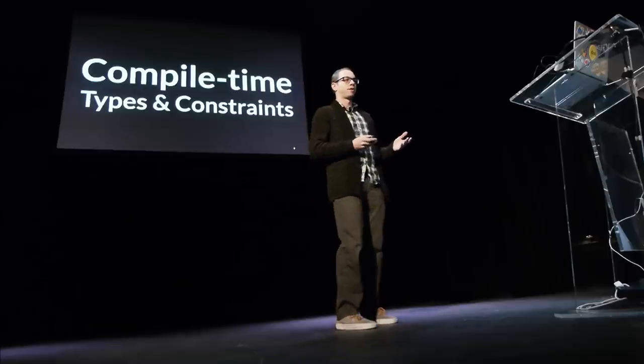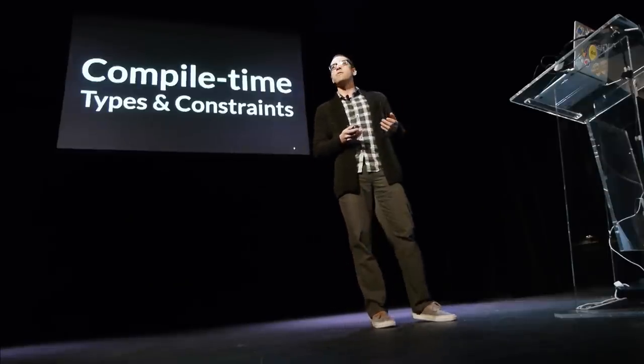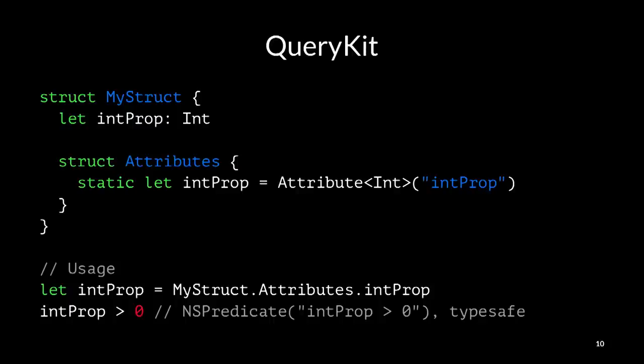Find another way. And there are actually some great projects out there in Swift that are taking this approach. And if they'd been written in Objective-C, they'd probably be using some sort of runtime introspection. And one of these is QueryKit. And so QueryKit kind of looks at a structure or a model, in this case my struct, that has an int property. And then from there, we're asking the user to explicitly state what kind of properties it has so that we can do things later on, like type safe NSPredicate building, things like int property must be over zero.